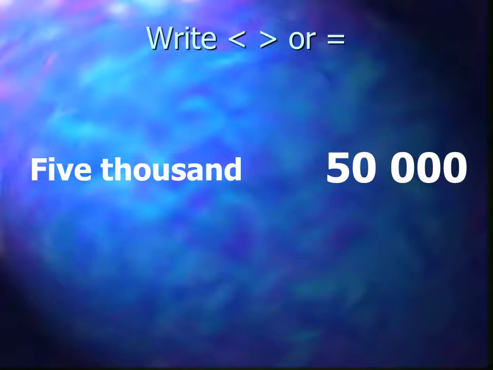Now we're going to be using numbers in word form and standard notation. Please write less than, greater than, or equals to between these two numbers. Did you put less than? That's correct. 5,000 is less than 50,000. The 50,000 is 10 times greater than 5,000.